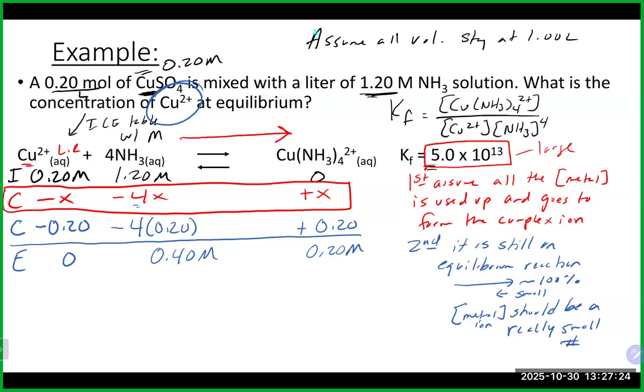So that is the second part of the assumption, which is even though we're assuming originally it's all going to the product side, all the metal ions going to get used up, it is still an equilibrium reaction, which means it should come back a little bit. And what we should end up with is a very, very small number for the free copper ions floating around in the solution. So how can we get to that number?